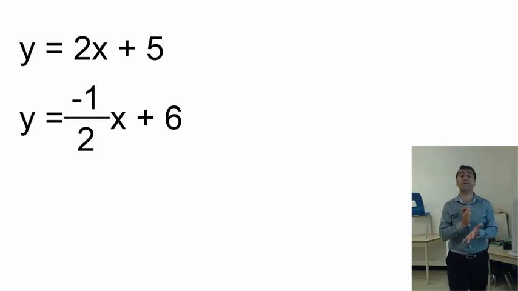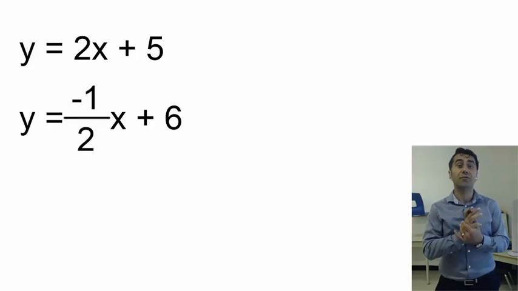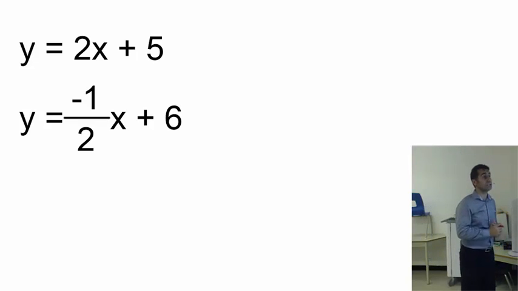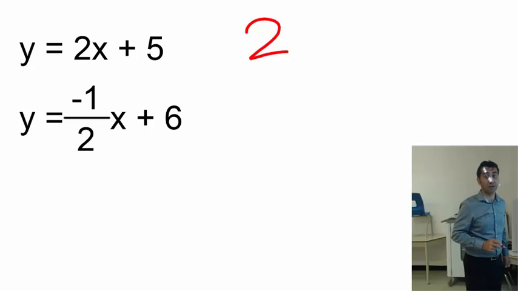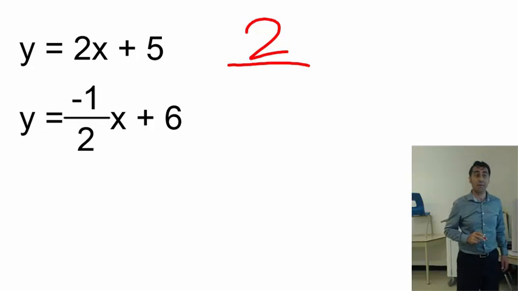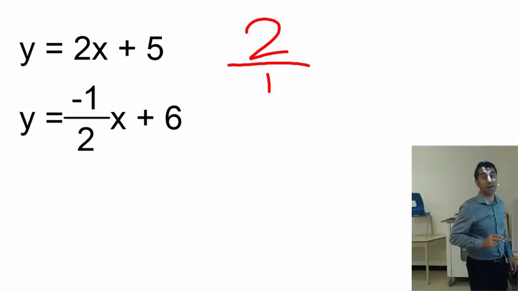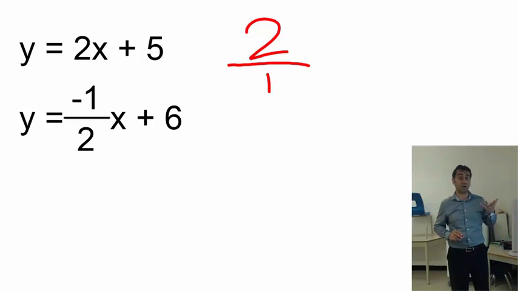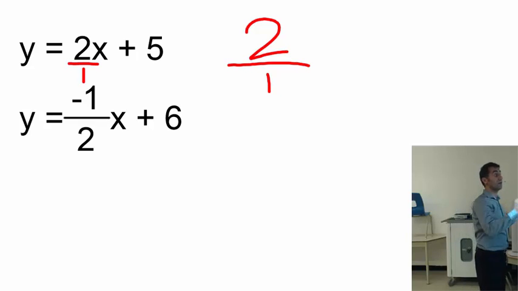And what's going on here? I need a fraction. Remember, you need a fraction for your slope. And the slope is 2. And I don't like it. I want to make it a fraction. So how can I make a fraction? By dividing by 1. So that's not going to change the value of 2. It's still 2.